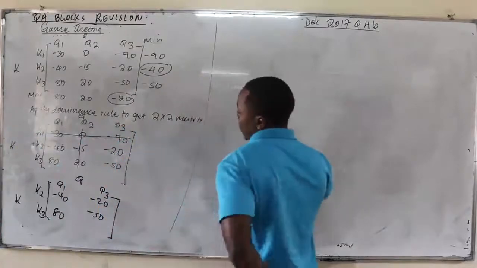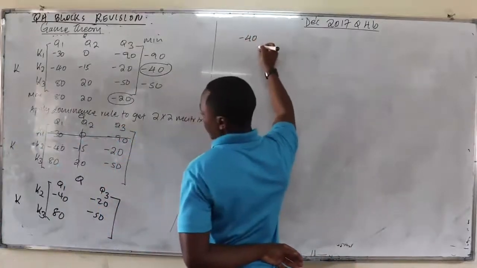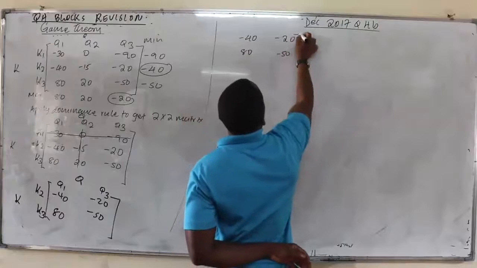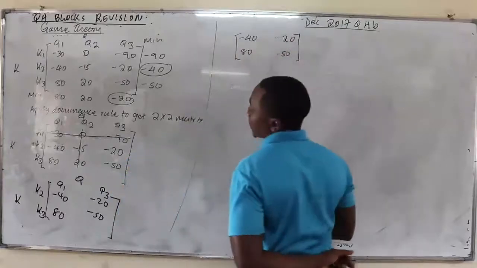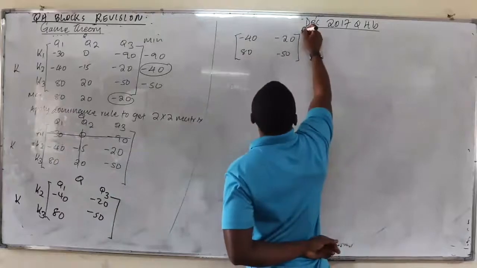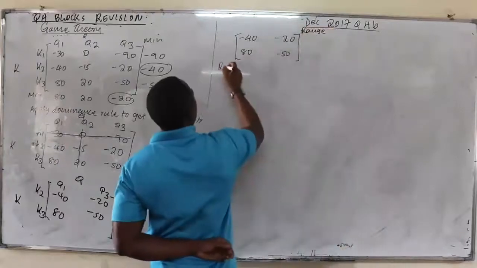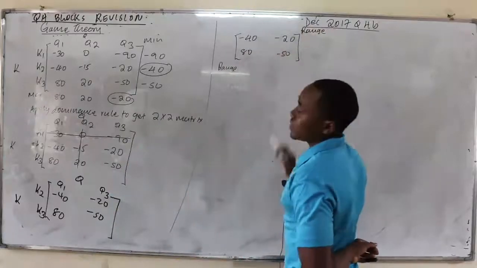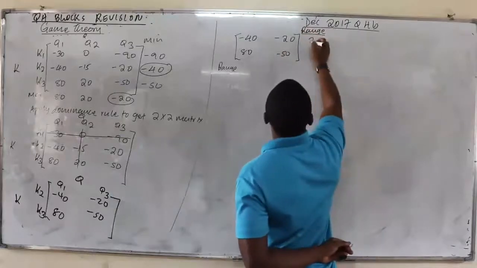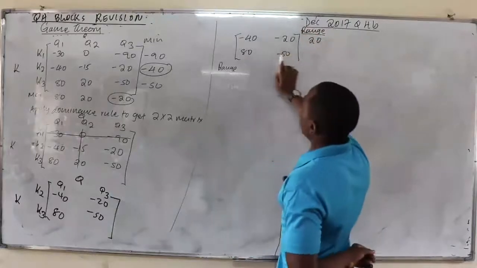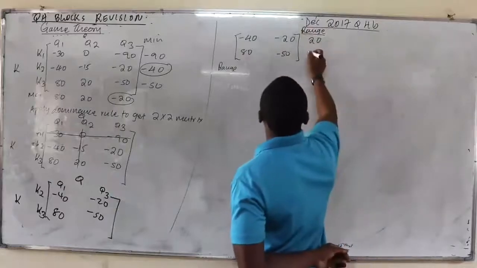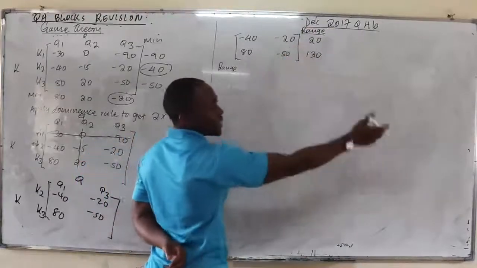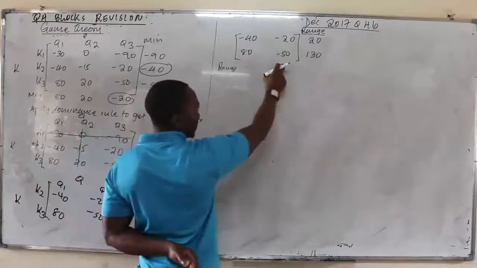So let's solve that. So we had -40, -20, 80, and -50. And how do you apply the algebraic method? We said you get the range. In this case, it's -40. What's the difference between -40 and -20? The difference is 20. What's the difference between 80 and -50? The difference is 130, not 30. It's not 80 and 50, it's 80 and -50.